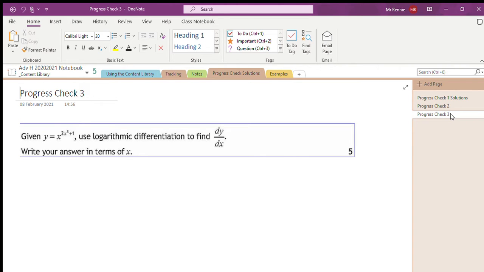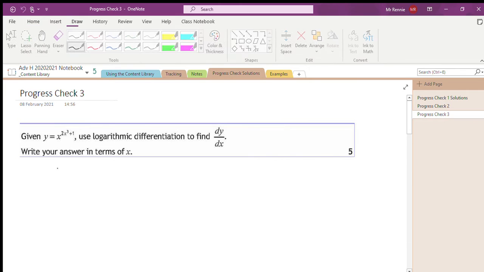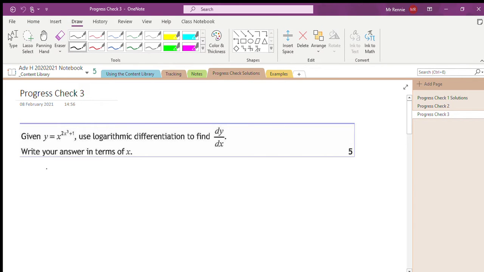So logarithmic differentiation, okay, the very first thing we do is we take logs of both sides. So I'm going to get log of y on the left hand side and log of x to the power 2x cubed plus 1 on the right. I've just taken logs at both sides. Now what that has allowed me to do is bring this awkward power down to the front using my rule of logs. So that's going to be 2x cubed plus 1 multiplying log of x.